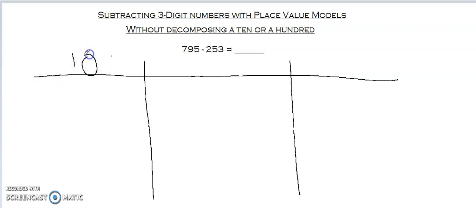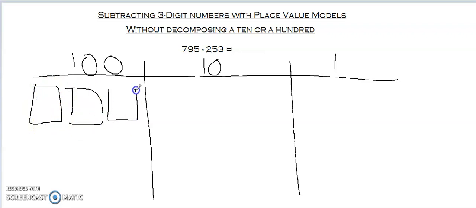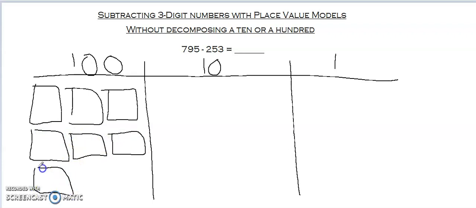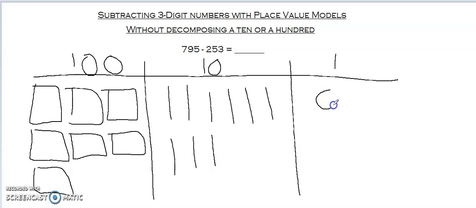Whenever I'm doing place value models, I like to make this frame so I can keep my hundreds, tens, and ones organized. It makes it easier to count. So I'm going to draw the greater number in the equation, 795. It has 7 hundreds, so we'll draw 7 hundreds. It has 9 tens and 5 ones.